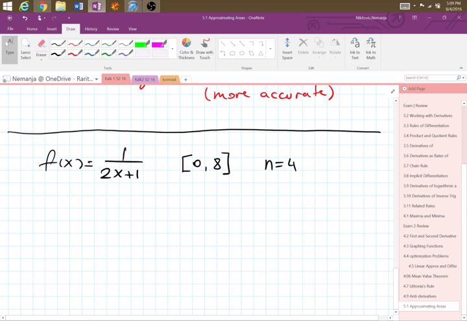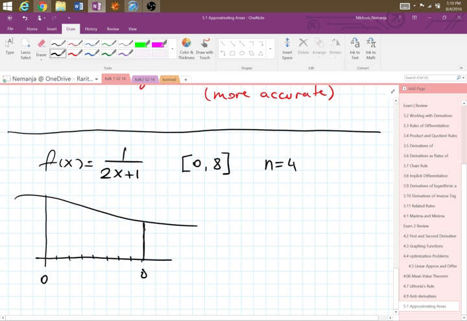Now, the cool thing about the whole deal here is that it really doesn't matter whether you know or you don't know how a function looks. That's not important at all. As long as you have some kind of function that starts at 0 and ends at 8, this is your f of x. I know that this is not the exact function graph. I put whatever. I'm only interested in these rectangles.